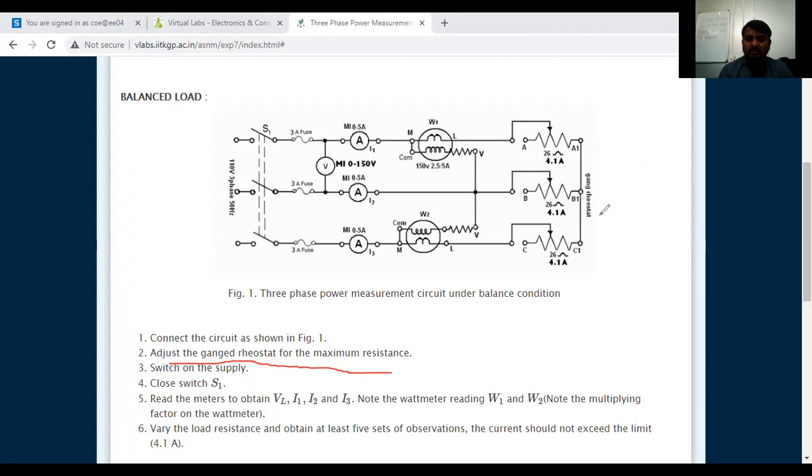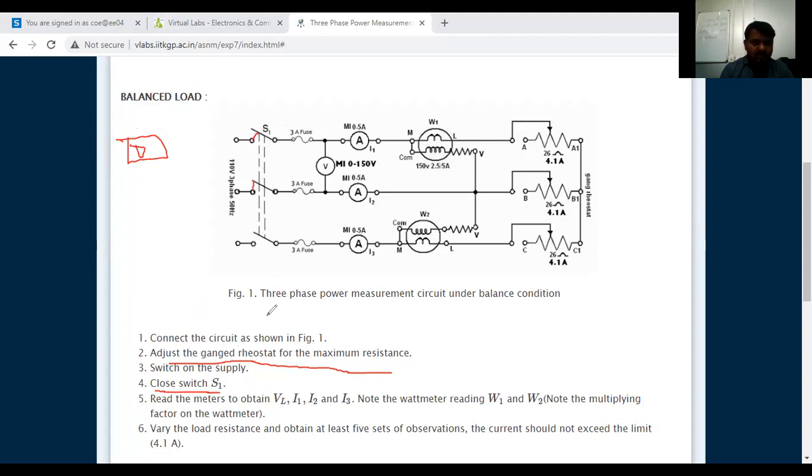Ganged rheostat: if one resistance is varied, all resistances will vary here, because it is a balanced load we are using. We have to set the value of the load here. Next, switch on the supply. By closing this switch, we have to switch on the main supply, which you can switch on from the board. After that, close switch S1. The switch is here; we have to close this one.